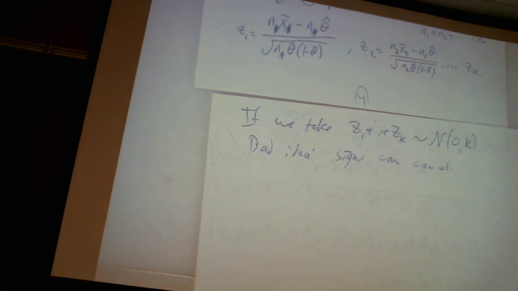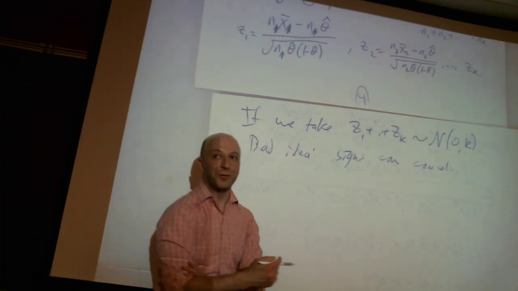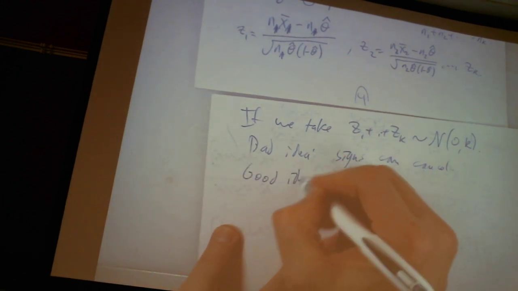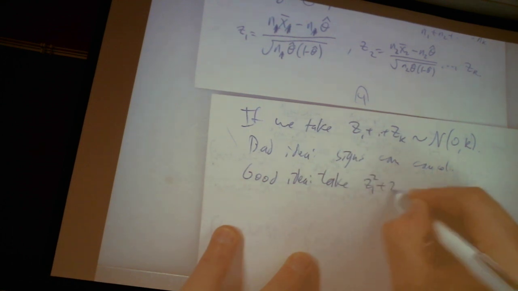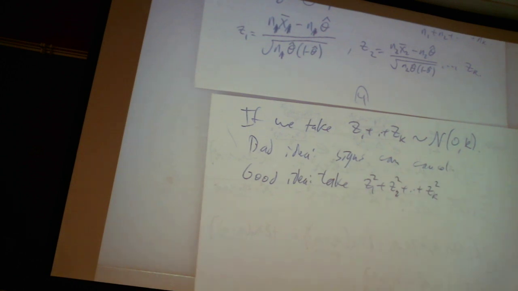So what's the big idea? We square them. Absolute values are not so good and their distributions are nasty, but if we square them, so good idea: take z1 squared plus z2 squared plus zk squared. Why is that a good idea?